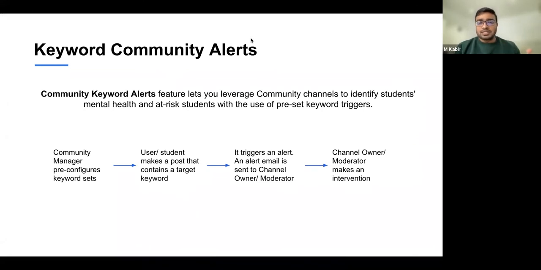It doesn't only have to be about mental health. It can be about anything if you want to track certain keywords that are being talked about in the channels. You can preset those keywords, and once the keyword sets are set, if a student or a user makes any post that contains any target keyword, this will send an alert to the community channel owner, right? And the alert will be in the form of an email. Of course, this will all make more sense when John Paul does the demo. But as a high level definition, this is what the feature is all about.